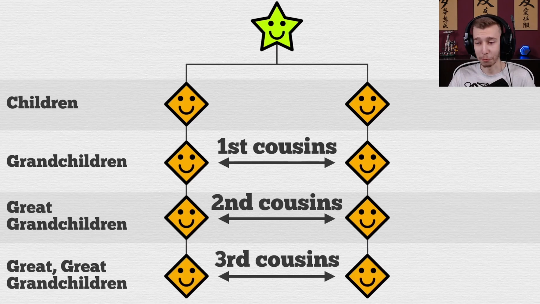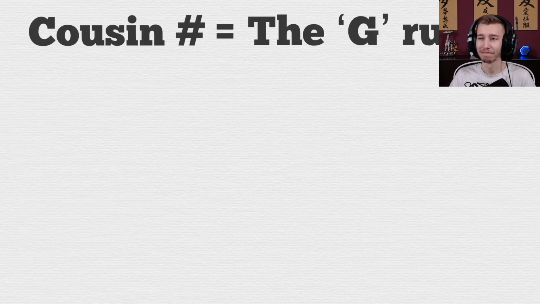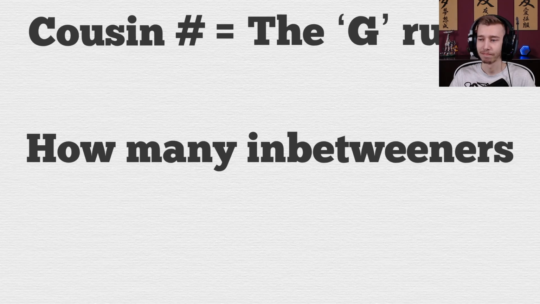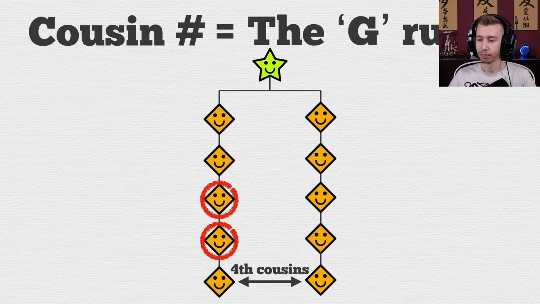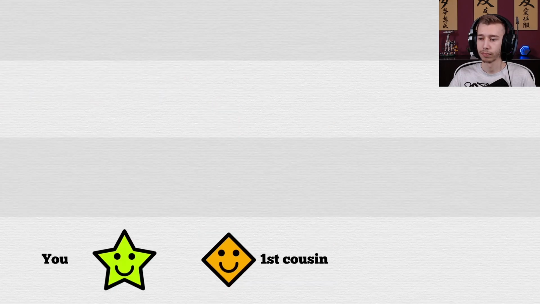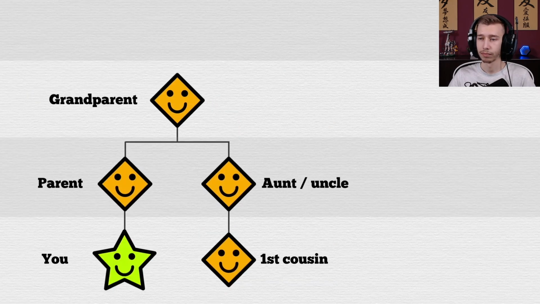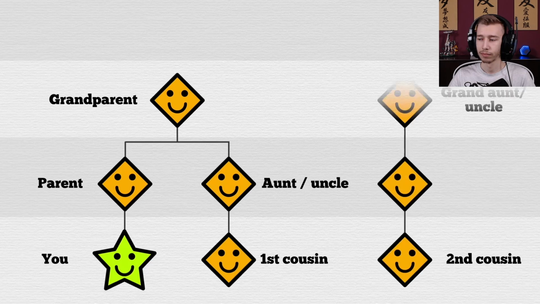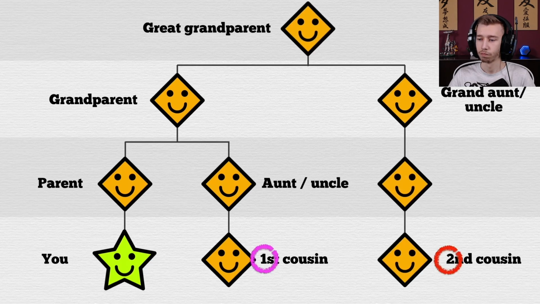Okay, so that's how that works. The cousin number is the same as the G rule. It tells you how many in-betweeners until the connection. Okay, so that's actually pretty simple. Fourth cousins, 4 in-betweeners, and a shared great-great-great-grandparent. According to the rule, your first cousins and you connect at your grandparent. And second cousins share a great-grandparent connection.